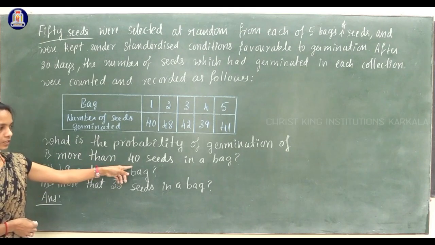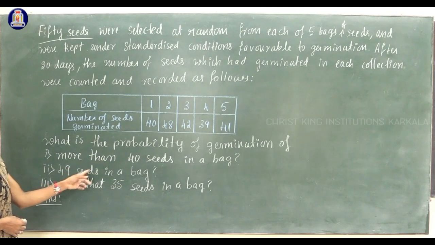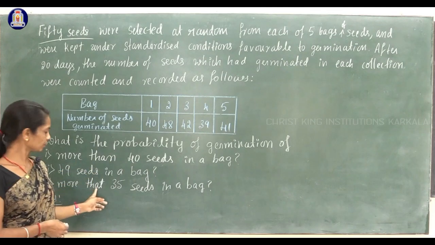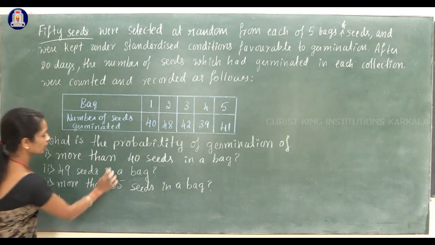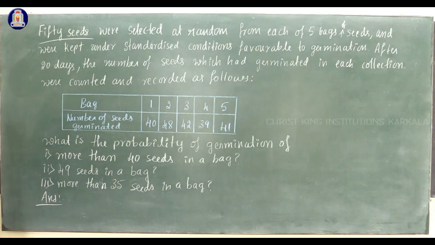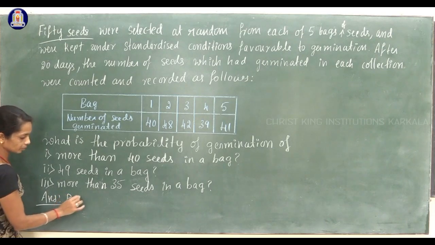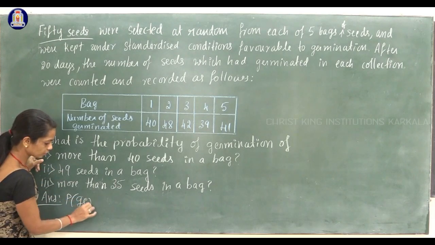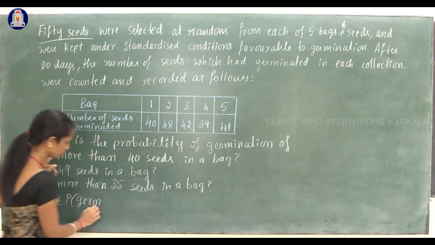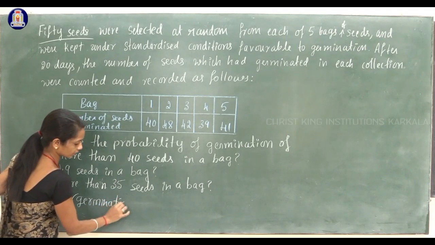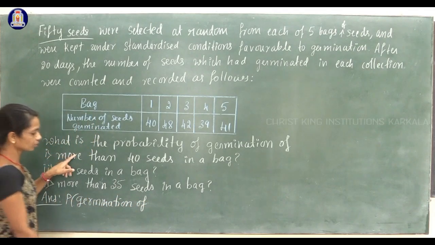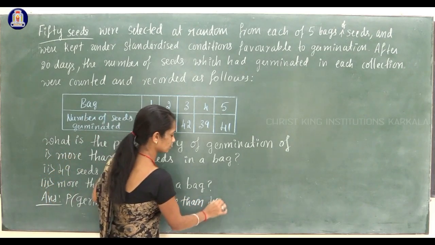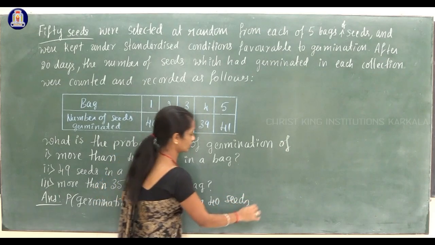For that you have to find the probability of germination of more than 40 seeds in a bag, second, 49 seeds in a bag, and third, the probability of germination of more than 35 seeds in a bag. Now for the first one you have to find P of germination of more than 40 seeds in a bag.